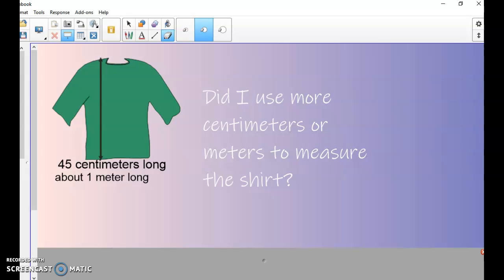Next, I asked you to measure the length of your shirt. The shirt that I measured was 45 centimeters long. But when I measured it with the meter stick, it wasn't quite a meter long. So did I use more centimeters to measure the shirt or did I use more meters to measure the shirt? If you said centimeters, then you are correct because I used more centimeters than meters. The shirt was 45 centimeters long, and it was less than 1 meter long.